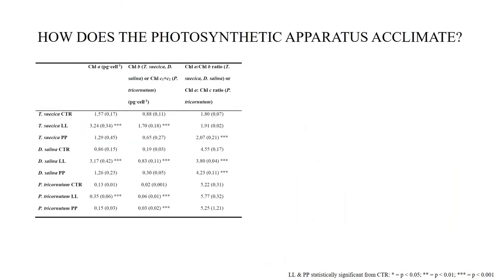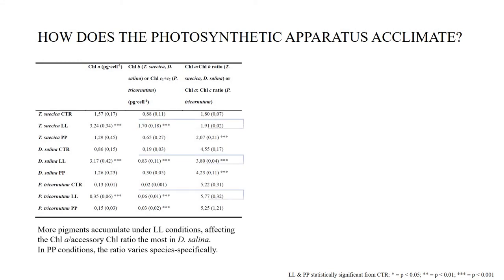Contrary to a more pronounced growth in control, all three species accumulated much more chlorophyll A and accessory photosynthetic chlorophylls, like chlorophyll B in the case of the two green algae and chlorophyll C in the case of the diatom, when acclimated to low light.